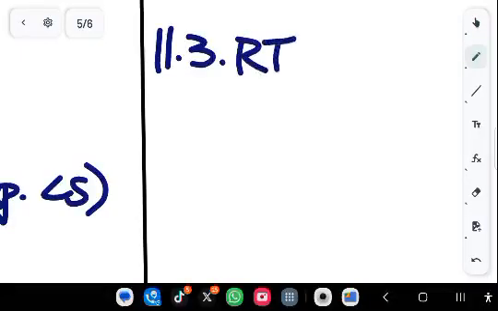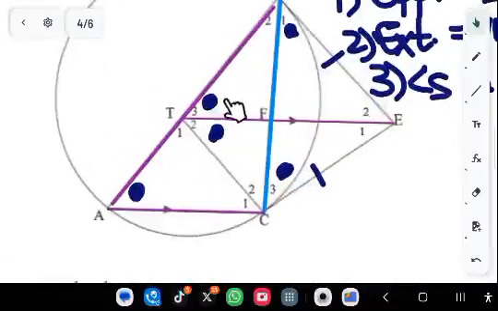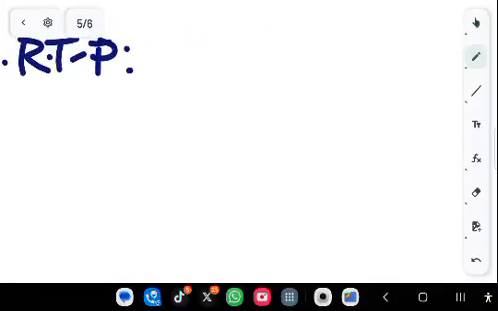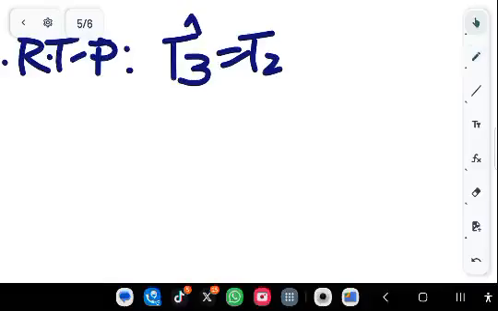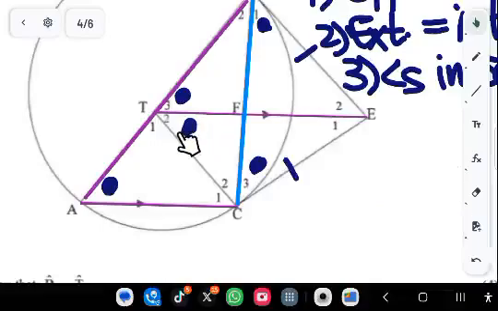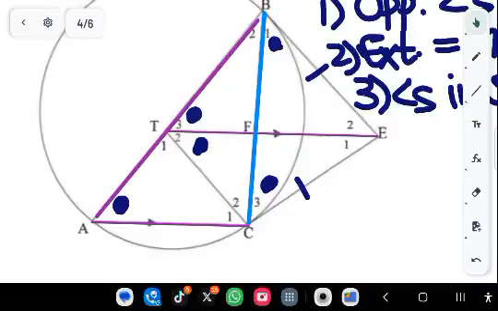We are required to prove that angle T3 equals angle T2. How do we go about that? Let's go back and see what we already have. How do we prove that T3 is equal to T2? Easy peasy. Now look at it.